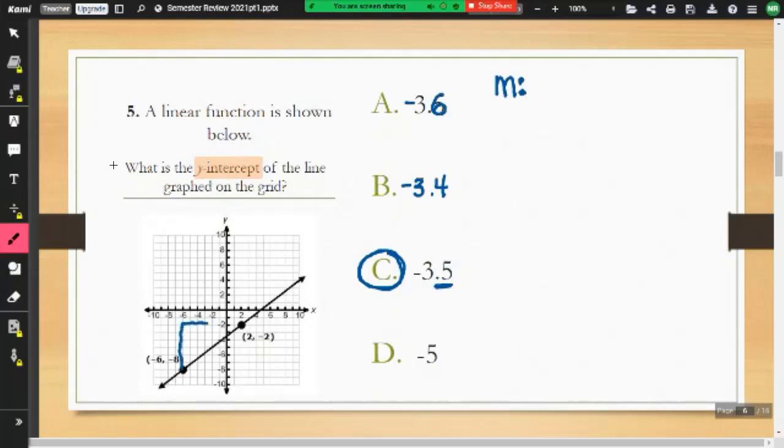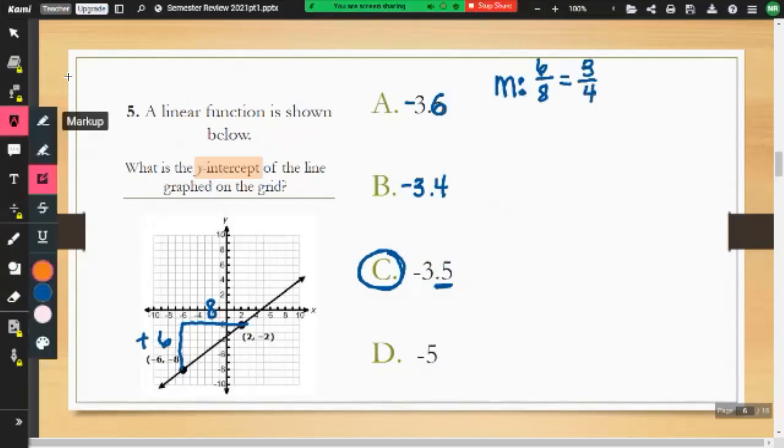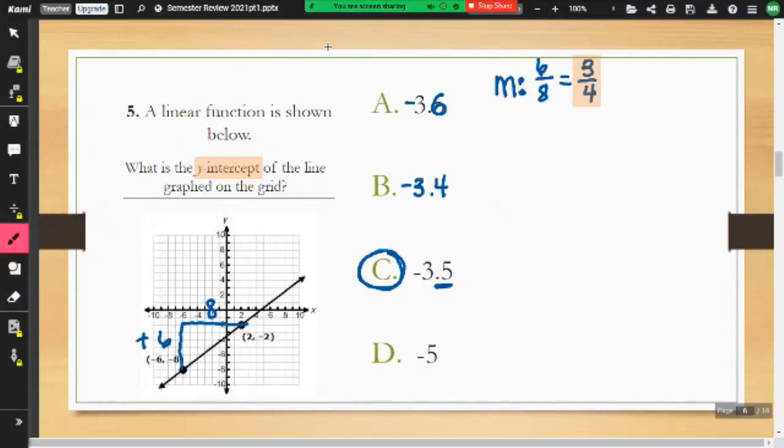Rise over run. So you count the boxes. If you do that, you go up 6 over 8, and 6 over 8 simplifies or reduces to 3 over 4. Now from there, you can pick a point, any point. It doesn't matter if I do the -6, -8, or the 2, -2. I'm still going to get the same answer. So I picked 2, -2.